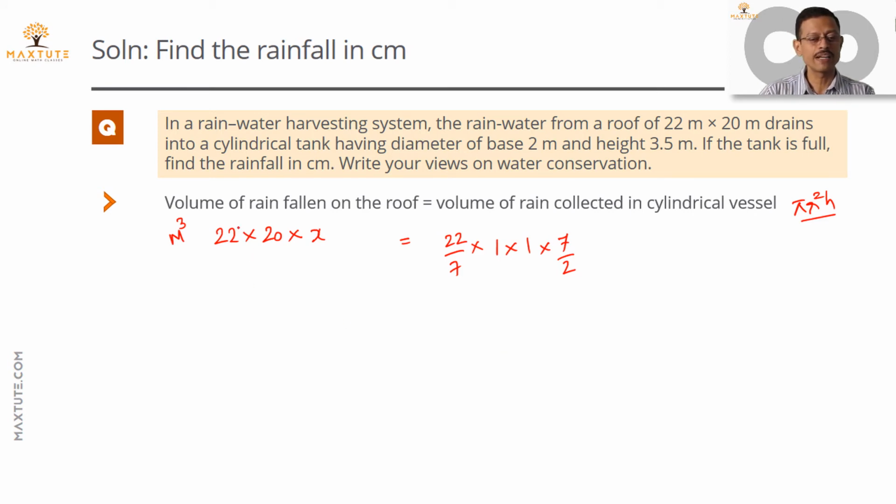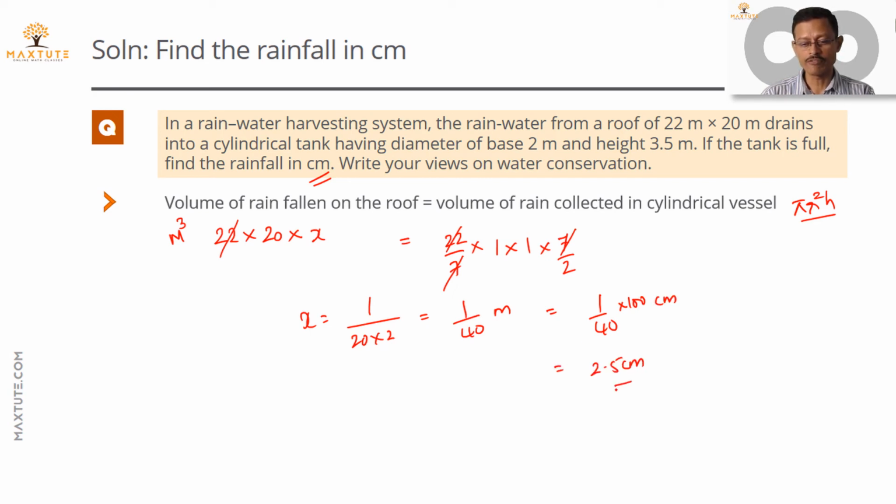Divide both sides of the equation by 22. 22 gets cancelled with 22, 7 gets cancelled with 7. So what do we have? We have x is equal to, here we have a 1 by 2. The 20 comes to the denominator. So 1 by 20 into 2, which is 1 by 40 meters. x is in meters, so 1 by 40 meters is the amount of rainfall. But the question is finding the rainfall in centimeters. Meter to centimeter, multiply the value by 100. So this is 1 by 40 into 100 centimeters, which is equal to 2.5 centimeters of rainfall.